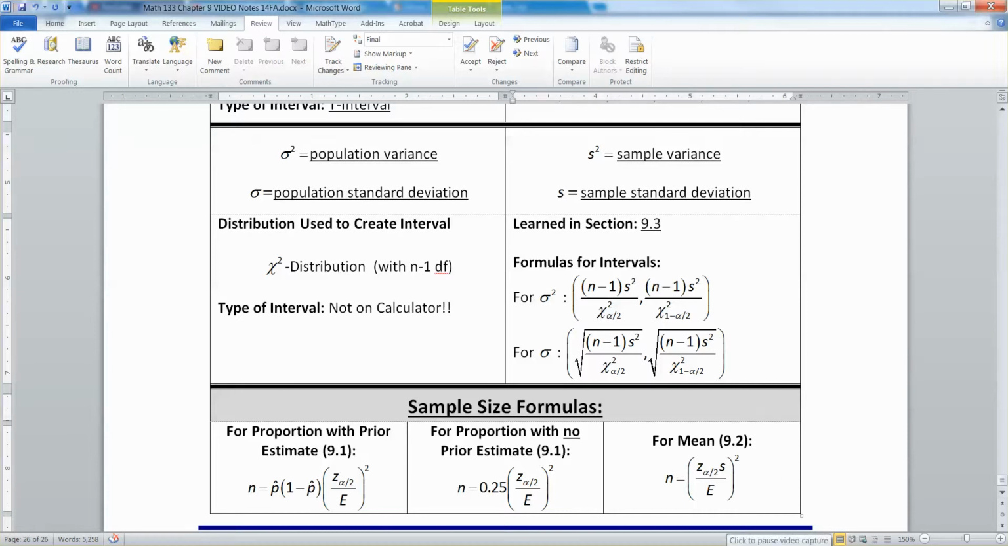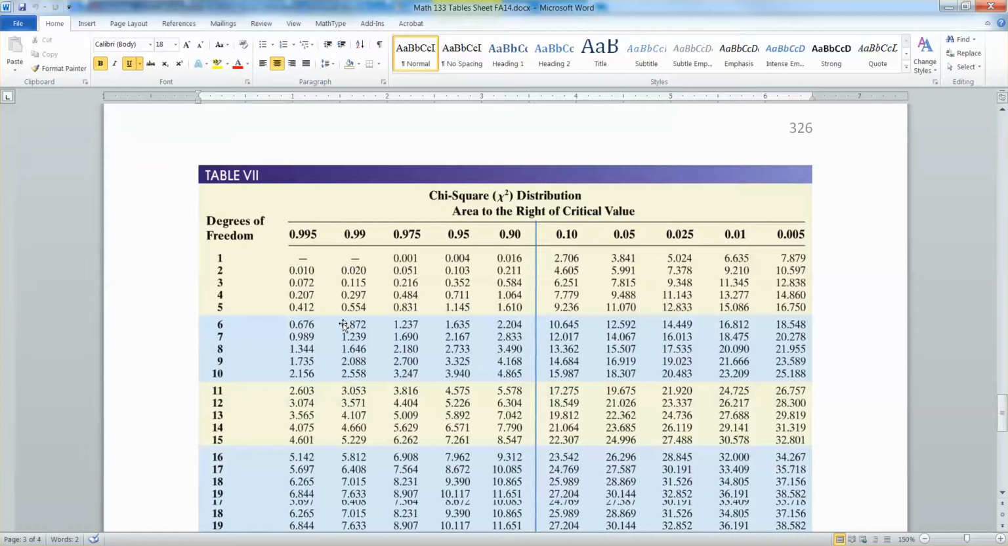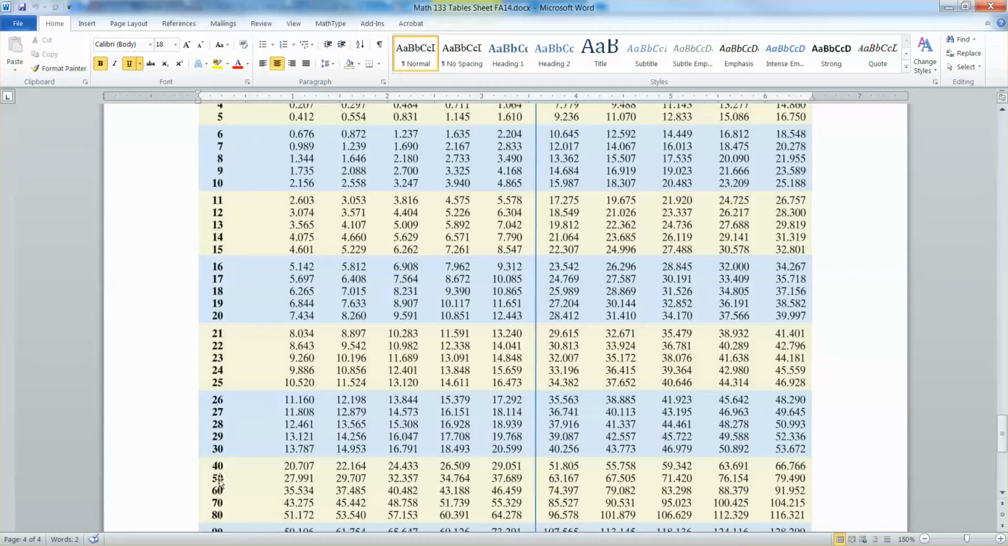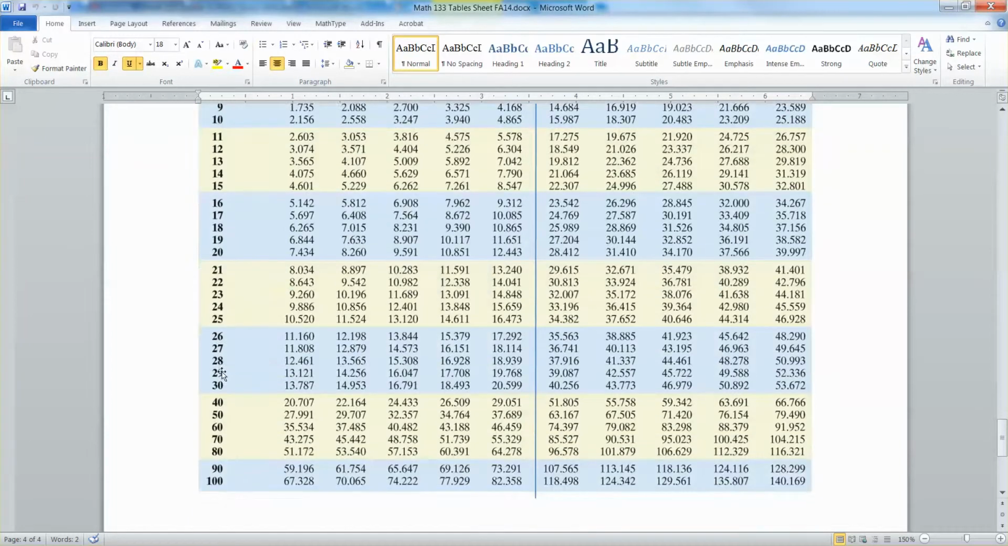Let me pull up the table real quick. There it is. So for 90% confidence, you'd use 0.05 right here and 0.95 right here. And then use the degrees of freedom that is closest to your values. So if you have 20 degrees of freedom, use 20. But if you have 33 degrees of freedom, you use 30 because that's the closest one you can get, right? Or if you had 42, you'd use 40. 48, you'd use 50. You'd round up.